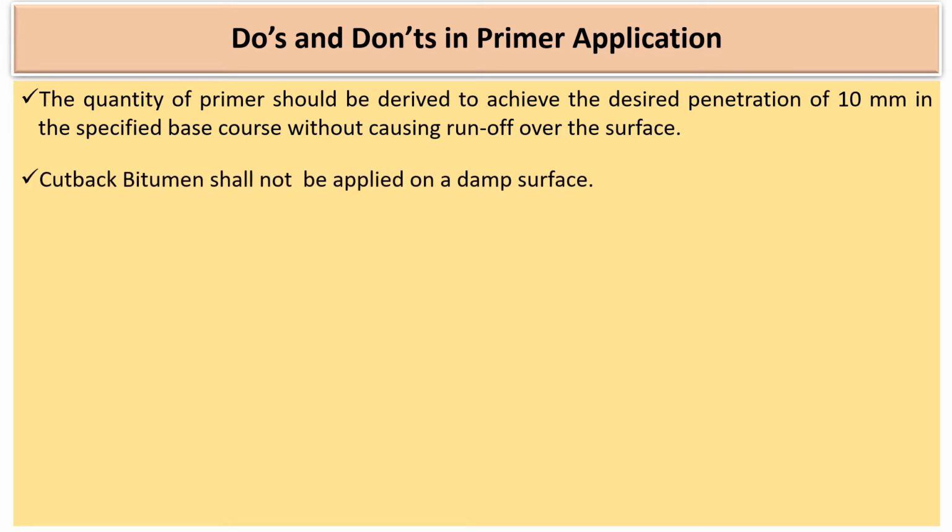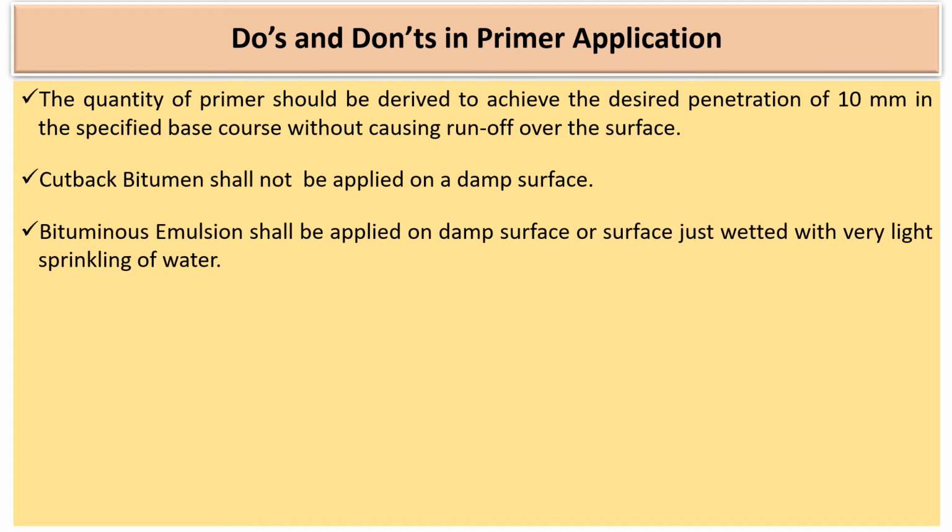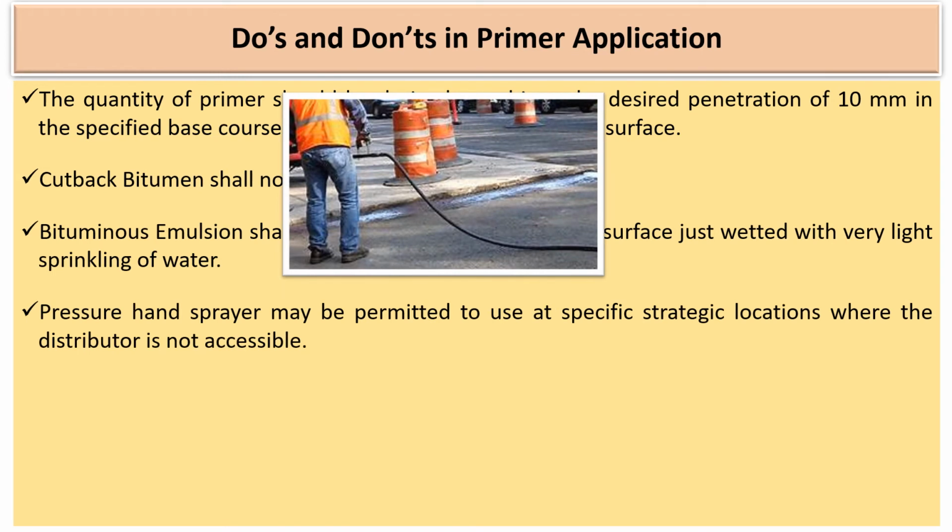Cutback bitumen, if selected to be used over the granular base course, shall not be applied over the damp surface. In contrast, if we allow the use of bituminous emulsion, it shall be applied on damp or wet surfaces of the base course. Pressure hand sprayer is only permitted to use at strategic locations where the distributor cannot be accessible.